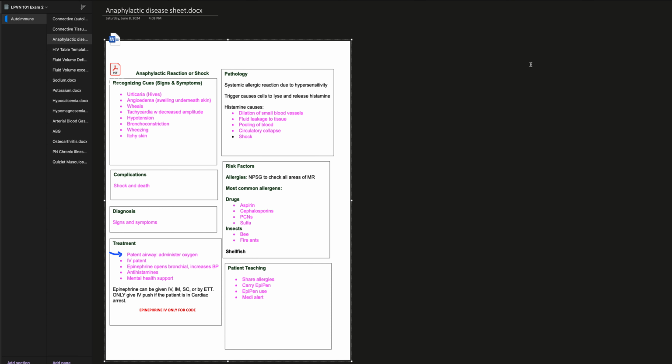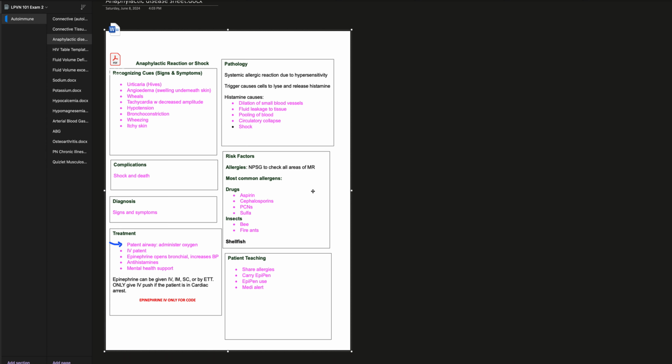They're going to have hypotension, bronchospasm, spasm or constriction, which is what we worry about. We worry they're going to stop breathing, right? Wheezing and itchy skin. Complications are shock and death. So we definitely want to prevent that at all costs, right? And then it's diagnosed on the signs and symptoms.